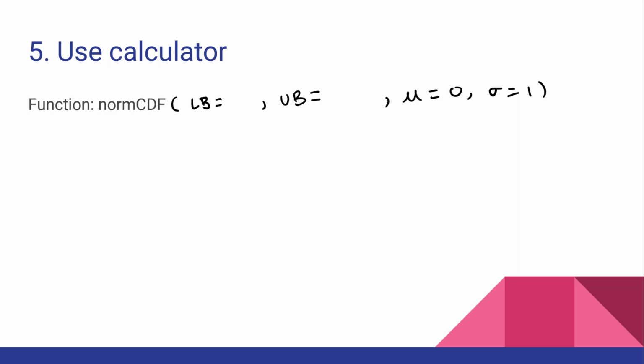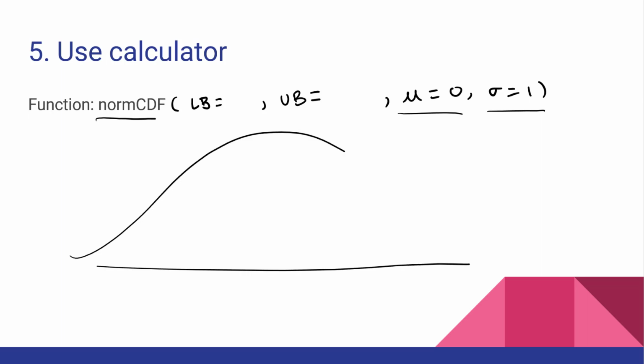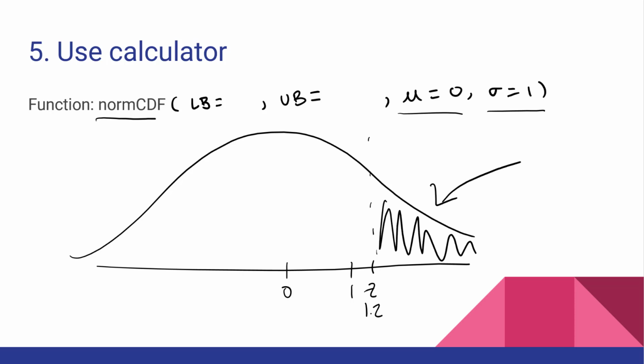You'll remember that there is a calculator function that gives us back an area of the normal model based off of a z-score. So that is our normCDF function. For this case, we will leave mu as 0 and sigma as 1. And then based on our normal model, we will put in a lower bound and an upper bound. So for our normal model from earlier, we had 0 and then z was equal to 1.2. So we would write 1.2, flag it, and then shade in the area that we're interested in.